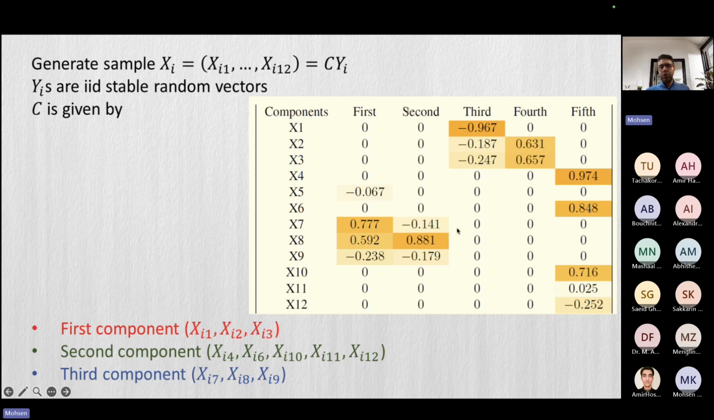As you can see, based on the matrix that we introduce, the first component will be x1, x2, and x3. These three correspond to one component, which is the third. The second component will go through x4, x6, x10, 11, and 12.